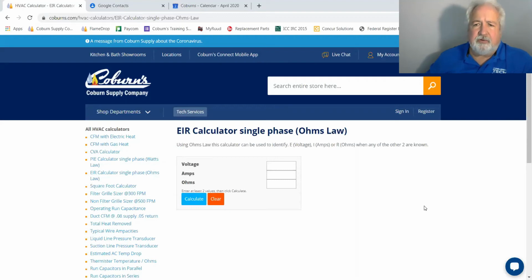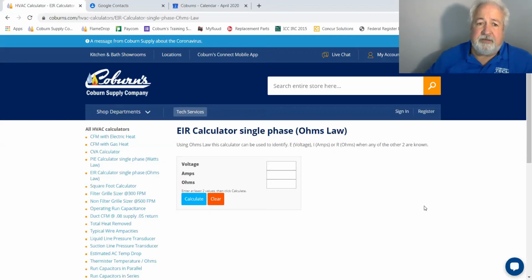Rick, where would I ever use that? Well, maybe you have a heat strip that's in your truck, and you're not sure exactly whether it's a 3.5 or a 5 kW heat strip. You know that if you had a 5 kW heat strip, you'd be drawing about 21 amps. That's fairly standard. You can identify that through the Ohm's Law formula calculator that we have on our site as well.